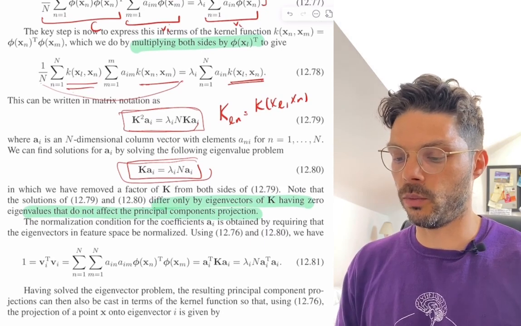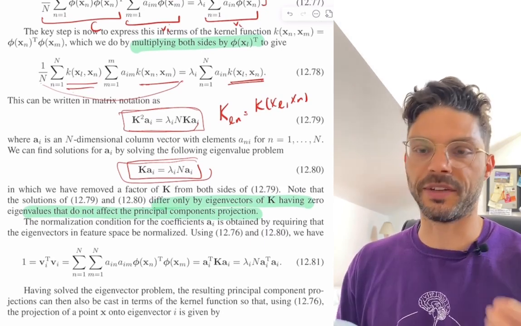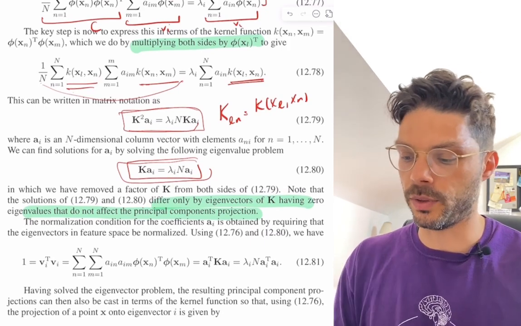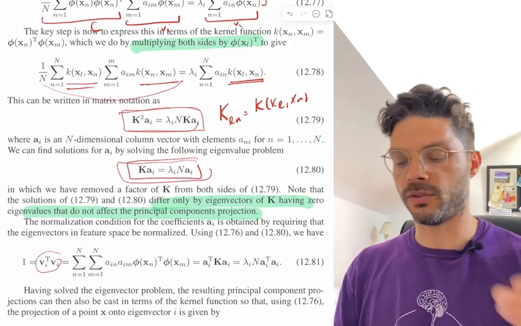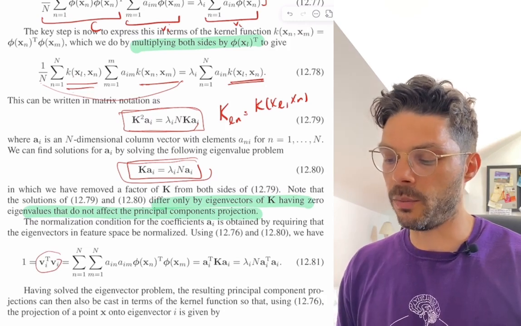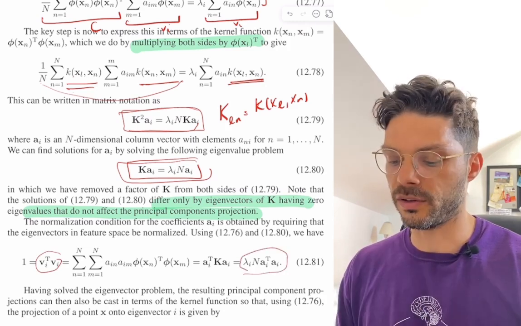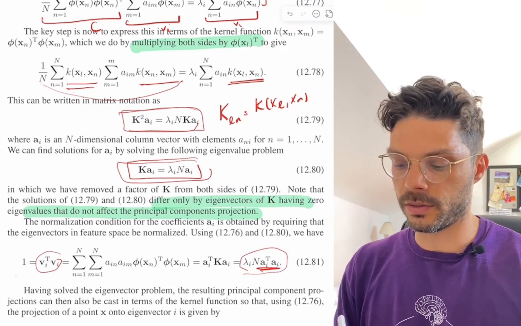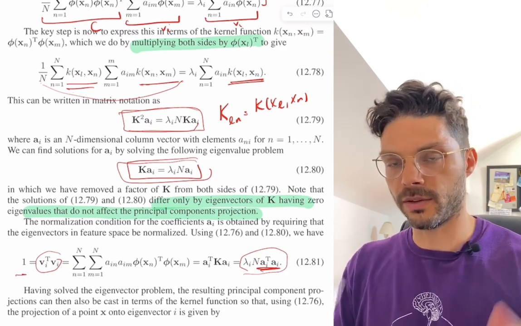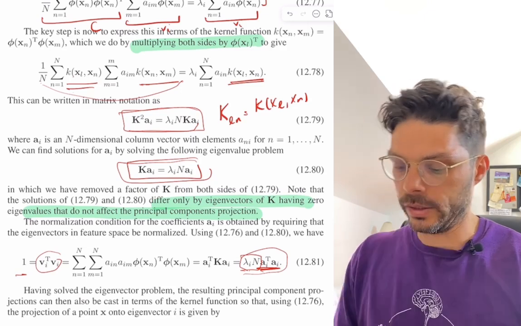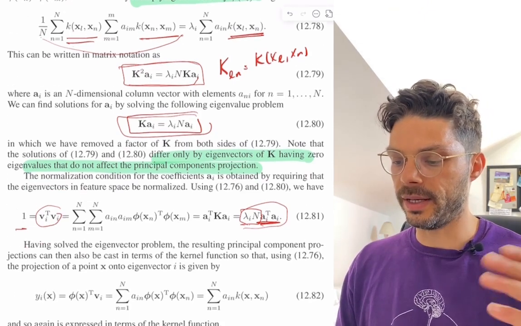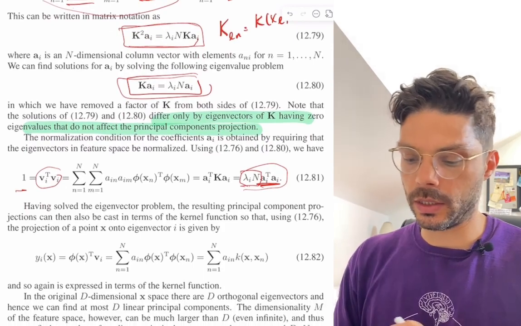All right, so now we've got this equation. Finally, there's a length ambiguity, as there always is with these eigenvectors. So we just use the original fact that our v_i are supposed to be unit norm, and we can solve for what the norm of these a_i is. You just divide, and the squared norm is just 1 over lambda_i times n. Okay, so that's it. And now we're basically done.